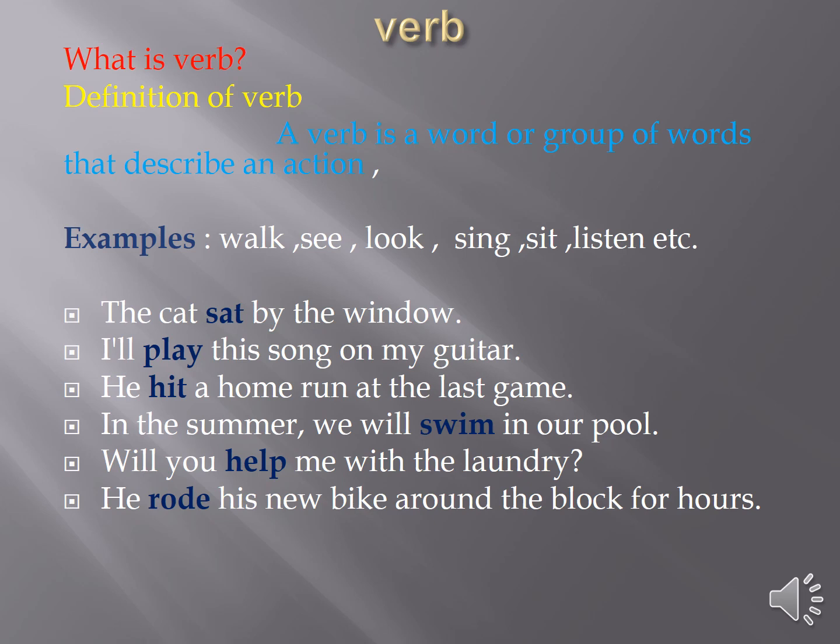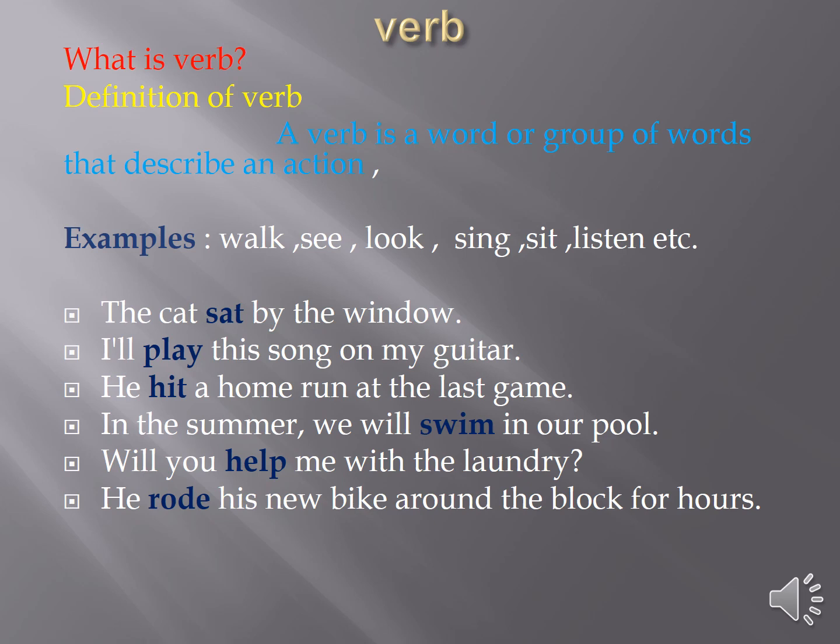In the next example, children: I will play this song on my guitar. What does the second example say? I will play this song on my guitar. So "play," the word which is written in a different color here, that word "play" is a verb, because it's showing an action, that I am going to play this song on my guitar. So playing is showing as an action. It means that work is happening. So "play" is a verb here.